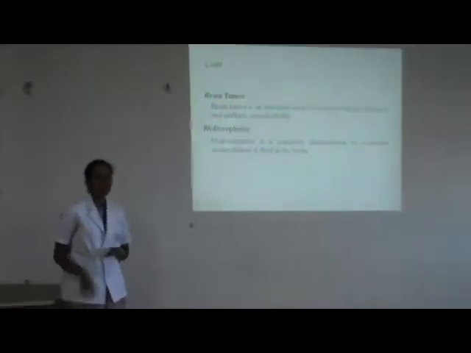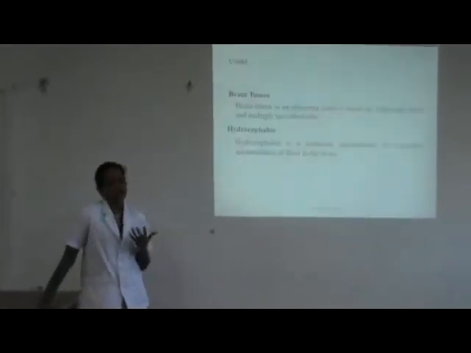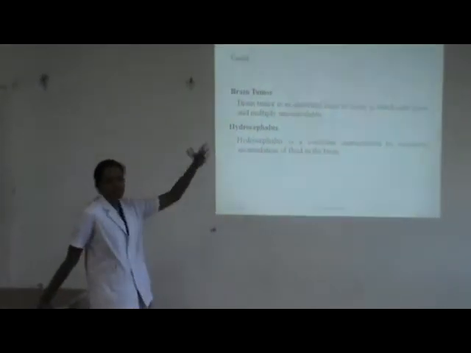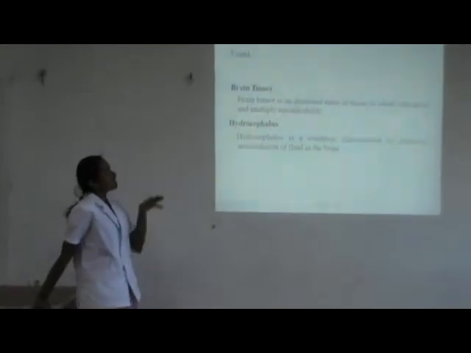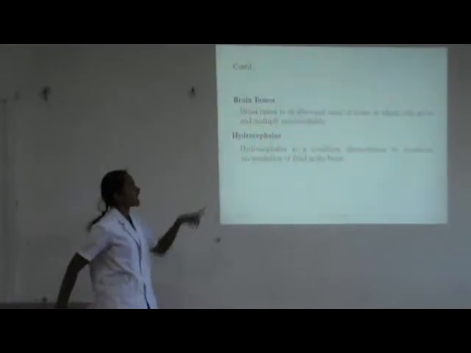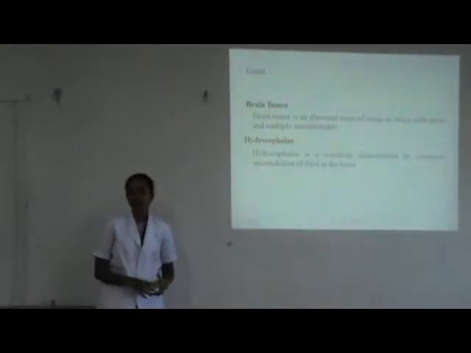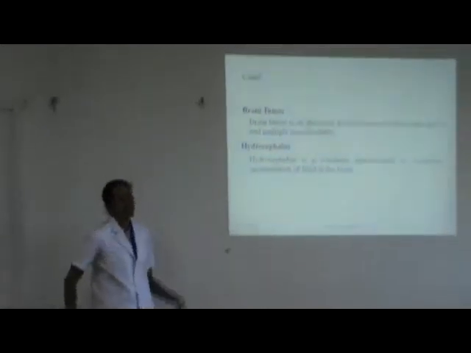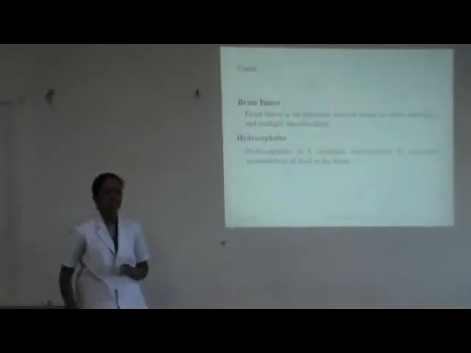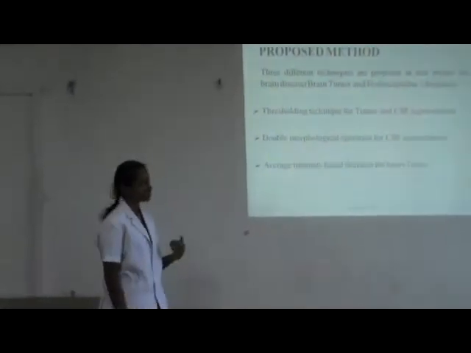A brain tumor is nothing but an accumulation of cells that multiply abnormally. This condition is termed a brain tumor. The next one is hydrocephalus. It is nothing but excess fluid accumulated in the brain, and this condition is termed hydrocephalus. We are going to diagnose these two diseases using image processing techniques.